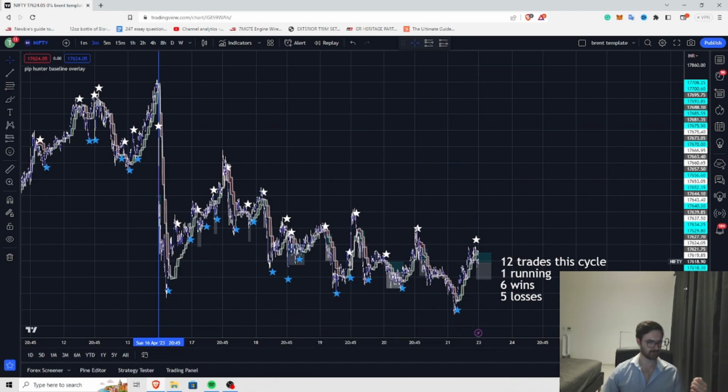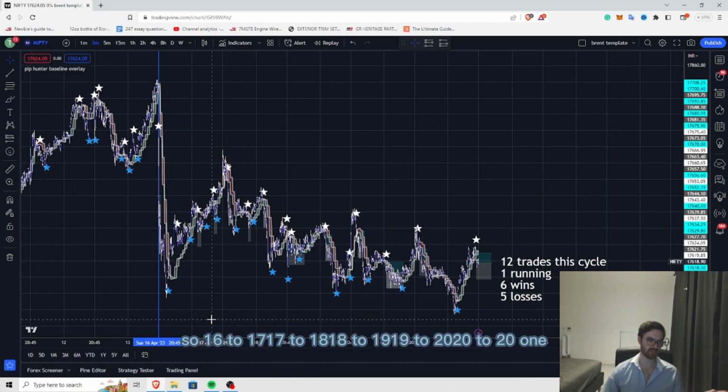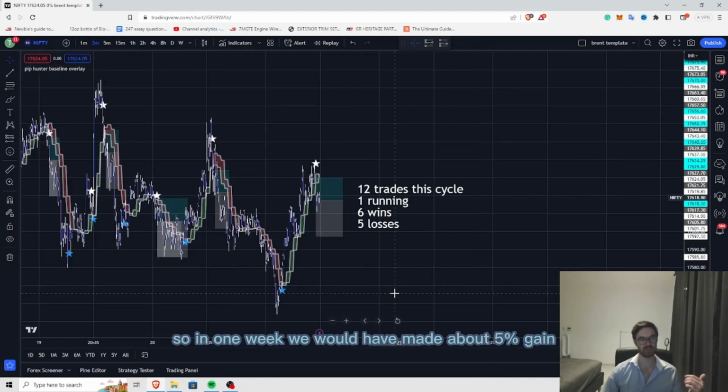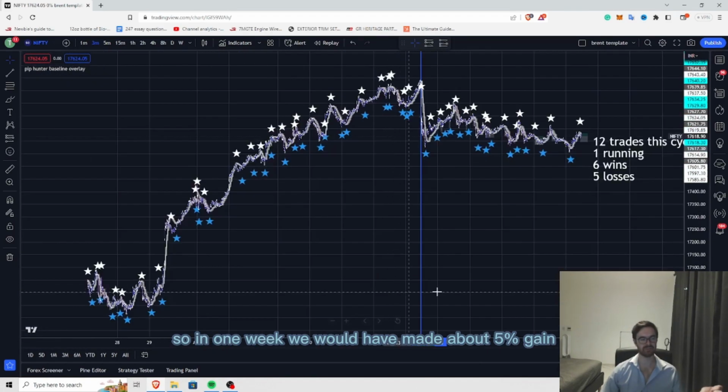Well, 16, again, that's going to be evenings. Monday, by the point of Monday, so 16 to 17, 17 to 18, 18 to 19, 19 to 20, 20 to 21, and then have the weekend gap coming up. So we get to 21, so 5 days. So in 1 week we would have made about 5% gain.